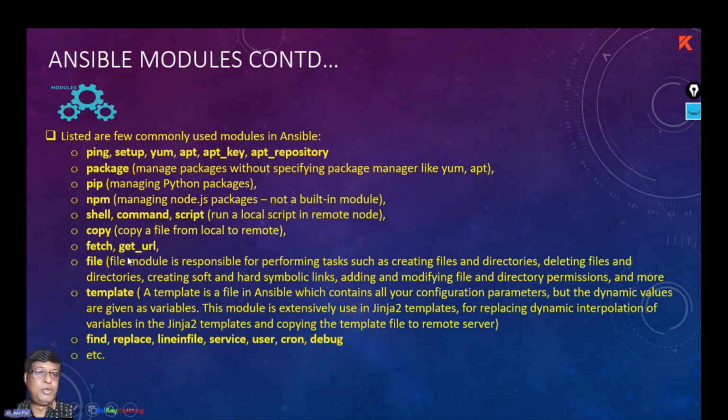Fetch, get_url: you are fetching something from the internet, you are downloading something. You can use file. File can be a directory as well. You can create a directory using the file module, and you can create a file using the file module. You can use a Jinja2 template from one server to the other server, so you can carry a bunch of variables from one server to the other. There are lots of things we will learn.